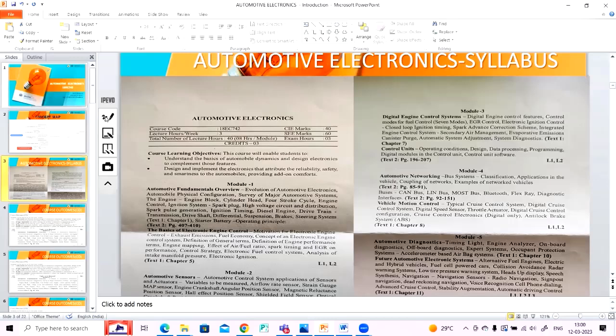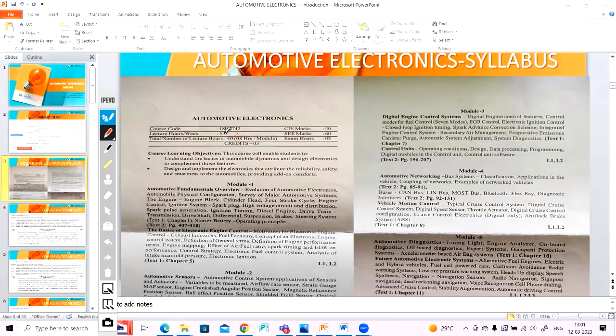syllabus which they have framed. See here, as I go to tell, this contains 5 modules. Each module has multiple sub-units inside. Now if I try to see here, the course contains 40 hours, that is 8 hours per module.